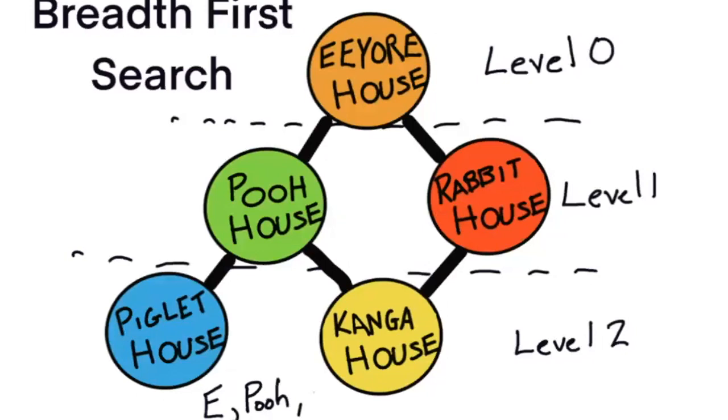And then Rabbit's will be next. And then we can go on to the children of the children. So level 2, we've got Piglet's house, and then finally Kanga's house. And again, these could be reversed.